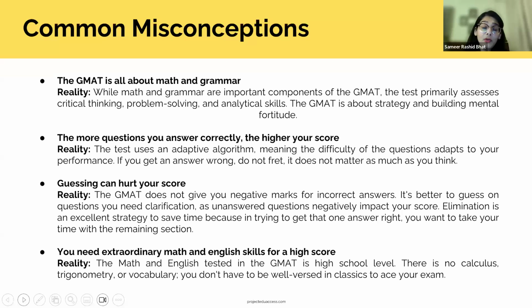Because it's adaptive, it's not true that the more questions you answer correctly, the higher your score. The section you got may be of really high difficulty, in which case they take that into account. On the other hand, if you've answered an equal number of questions correctly in an easier section, that won't give you as high a score. Guessing can't hurt your score because there is no negative marking, so you might as well guess if you cannot solve the question at all. You don't need extraordinary math and English skills.